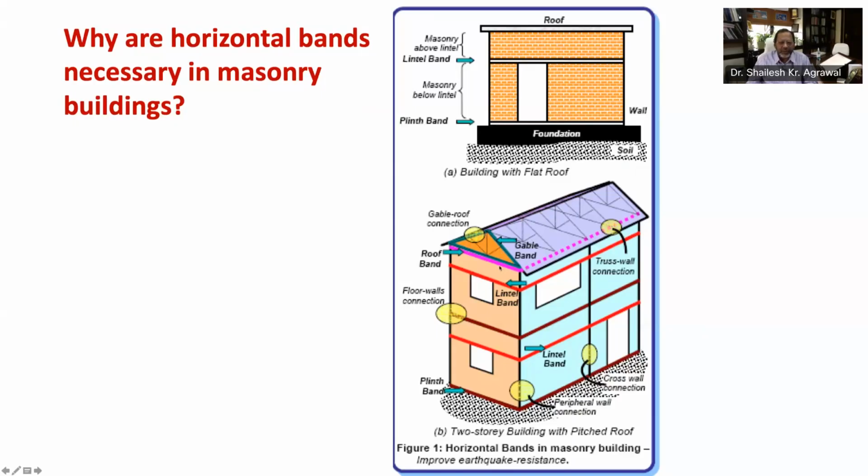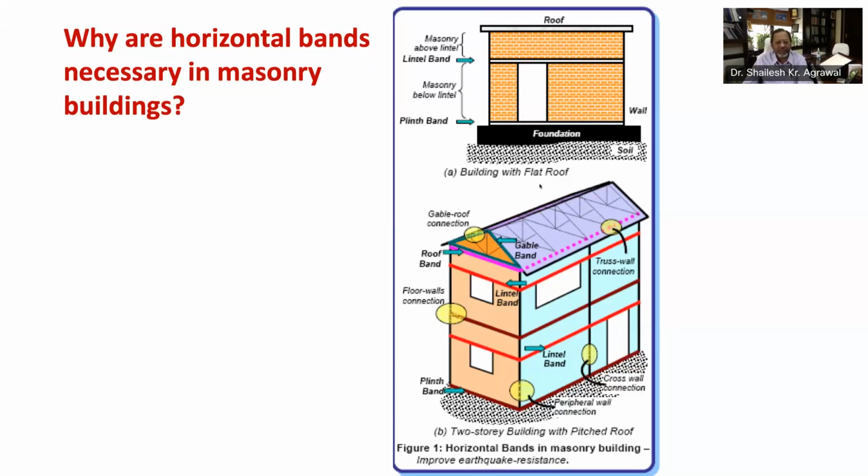The roof band is not required in buildings with flat reinforced concrete or reinforced brick roof, as the roof slab itself plays a role of band. However, remember, in buildings with flat timber or CGI or ACC sheet roof, roof band is must. In sloping or pitched roof, the roof band is of paramount importance. Plinth bands are normally provided at the plinth level and are primarily used where there is concern about uneven settlement of foundation soil.